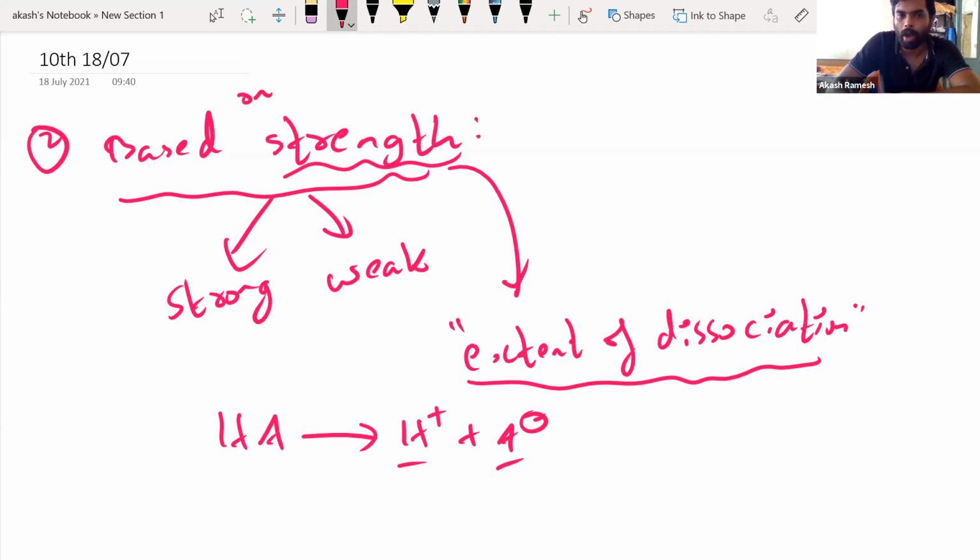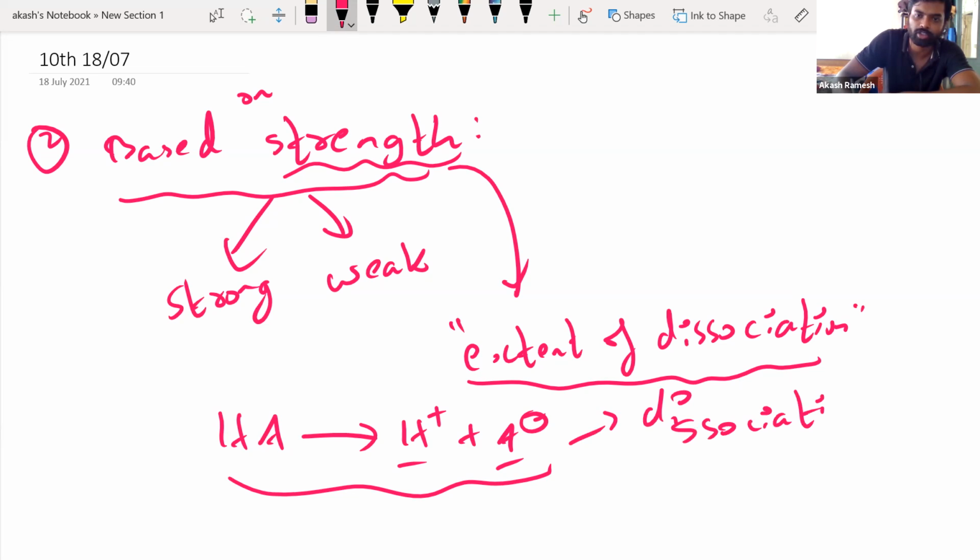Now what do you mean by this extent of dissociation? This entire reaction is my dissociation reaction. You know what dissociation is, right? Breaking up. Dissociation means to dissociate: one thing getting separated into multiple things. An acid dissociates to form H plus and the counter anion. This is the dissociation reaction.